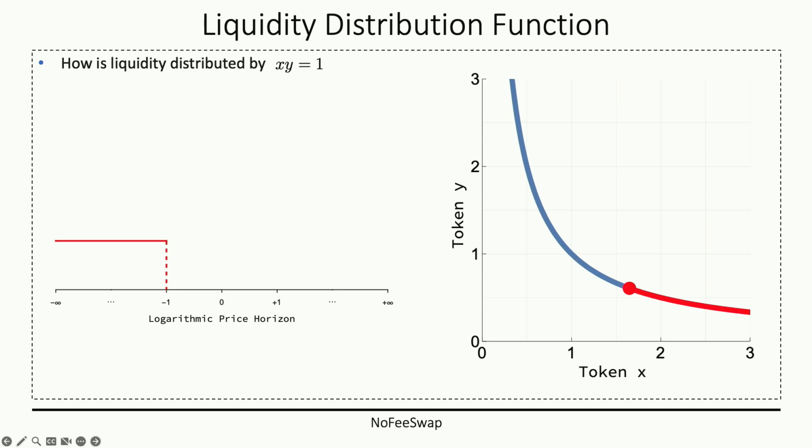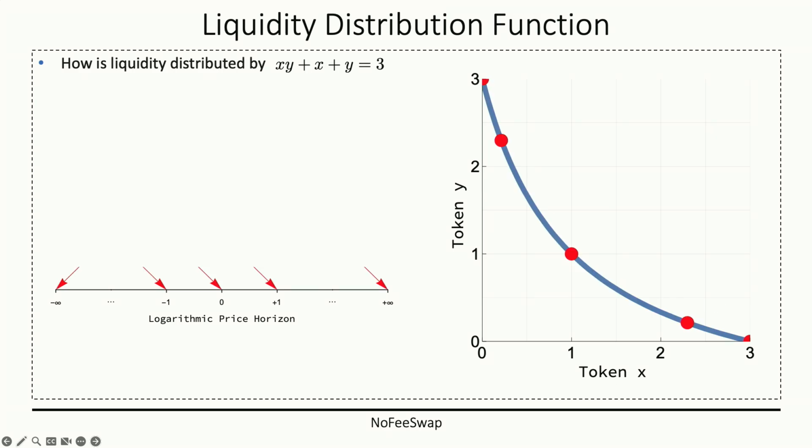So for xy equal to 1, we can measure the amount of liquidity from negative infinity to the logarithmic price negative 1, which would give us this bar. The amount of liquidity from negative 1 to the origin would give us another bar with equal height. We get another bar from the origin to the logarithmic price plus 1, and from 1 to plus infinity. So we have a bunch of equal bars. Once you increase granularity, you get a flat line from negative infinity to plus infinity. That is what xy equal to 1 is. It behaves similarly, independent of price.